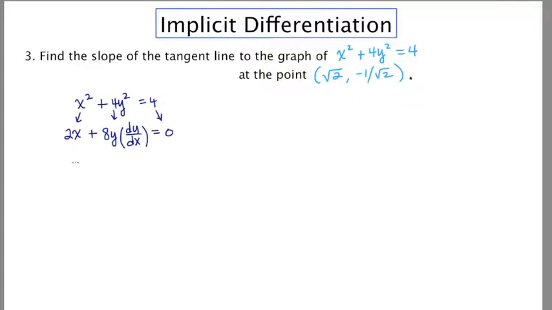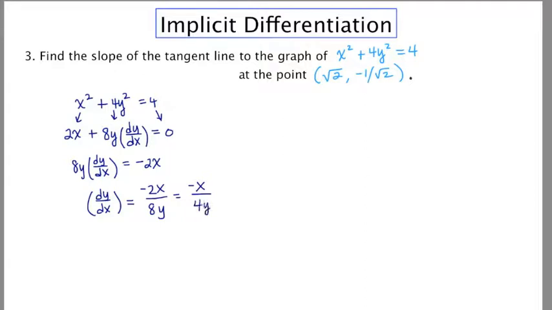Now we're going to have a dy/dx party. So we're going to say 8y dy/dx is equal to negative 2x. Now we're going to isolate the dy/dx by dividing away everything else. And now we get negative 2x over 8y. The 2 and the 8 cancel out, leaving us with negative x over 4y. So this is our derivative.